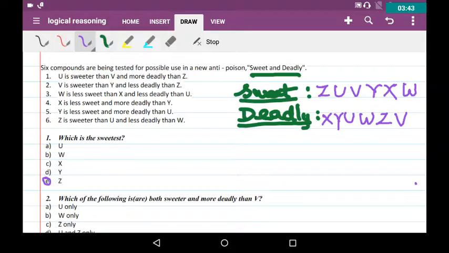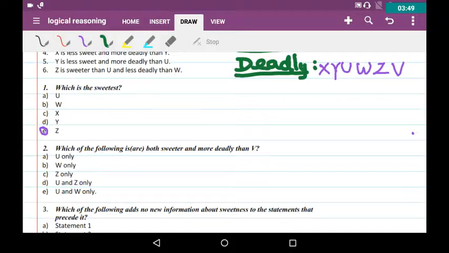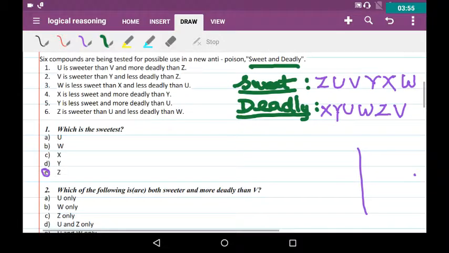Which of the following is both sweeter and more deadly than V? The one we are choosing should be sweeter and more deadly than V. Where V is here, we get U and another one. U only, yes. U and Z is there. U and Z is the answer.